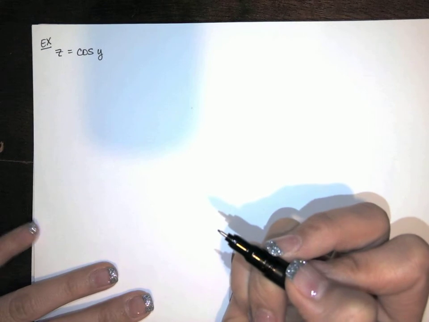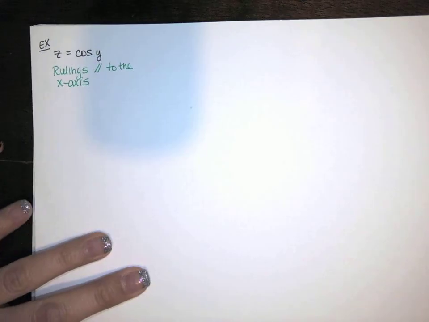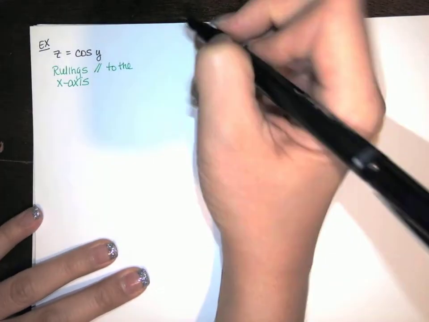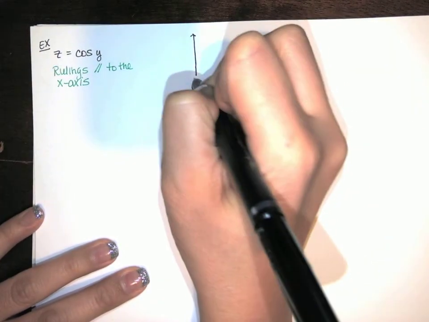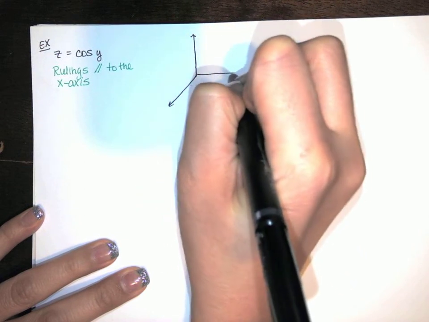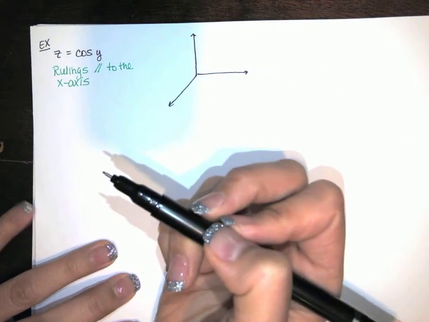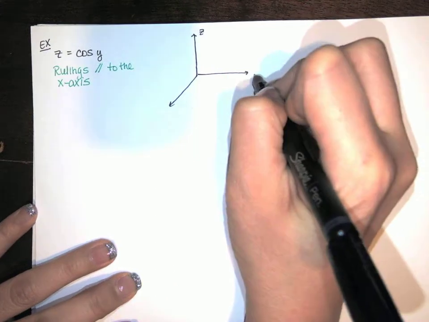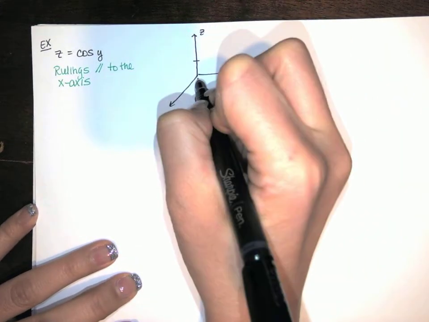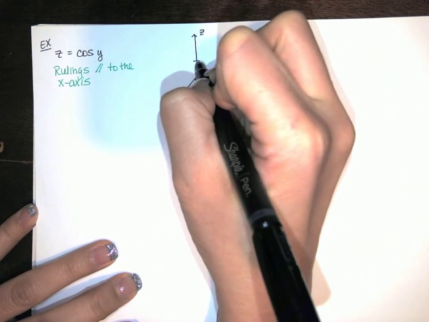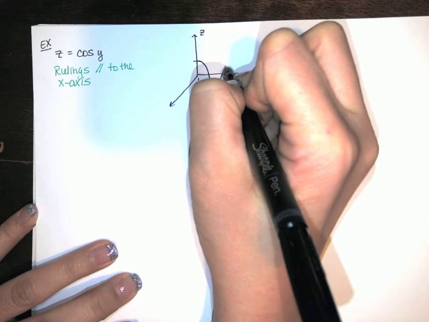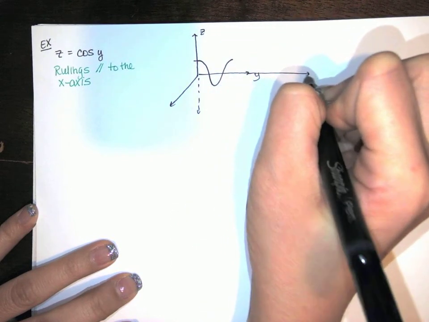Here the x is missing, so rulings are going to be parallel to the x-axis again. And I do that because those are going to be easier to draw than the ones that are parallel to the y-axis. But z equals cosine of y. If this is my z and this is my y, we know from trig, well, it's going to oscillate between -1 and 1, right? It's going to keep going.